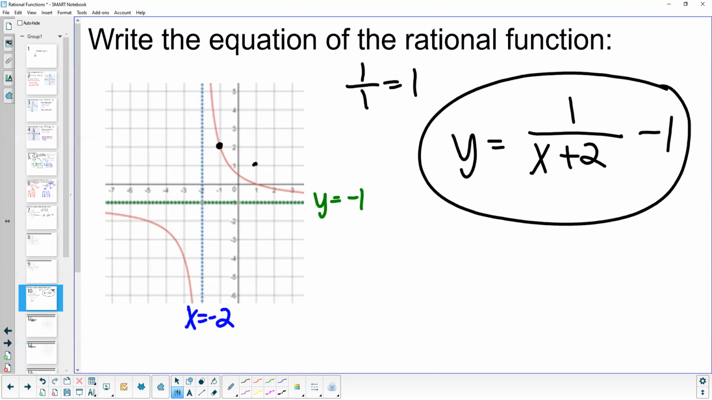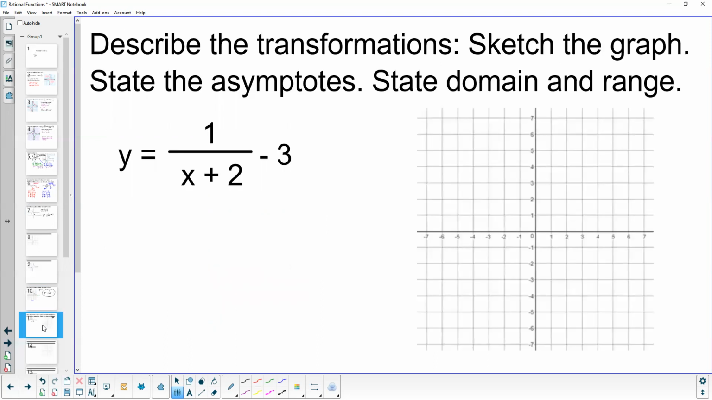So before we go, what we're going to do is look at one last example where we describe the transformations and then sketch the graph, state the asymptotes, and find the domain and range. So exactly what we've been doing. So here's our equation here. What does this tell us that we have? Well, this one tells us that it's going to look like the parent function that's shifted. What does this 2 tell us it does? This tells us we're going to go to the left 2. And this -3 tells us we are going to go down 3.